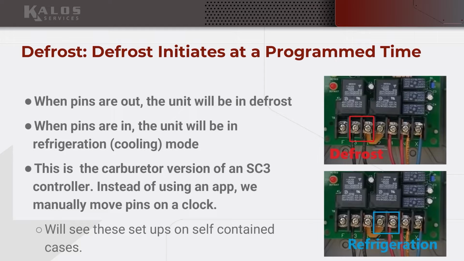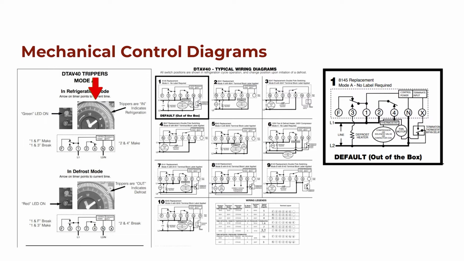Okay, so when we go into defrost mode, what's happening? When the pins are out, the unit will be in defrost. So what does that mean? We have these pins on this mechanical time clock. This is akin to programming an S3C controller for a set point of when they're going to run. This is the same thing. This is sort of like the carburetor version of fuel injection, right? Where you can go in and mechanically set your throttle and all that. In a carburetor, this is sort of similar in terms of this level of sophistication.